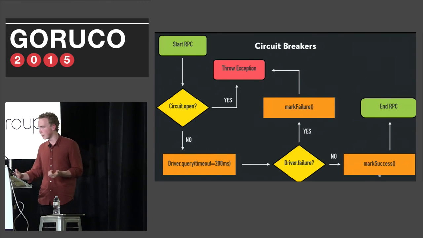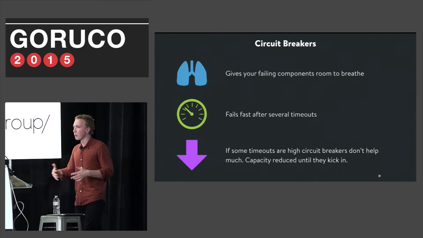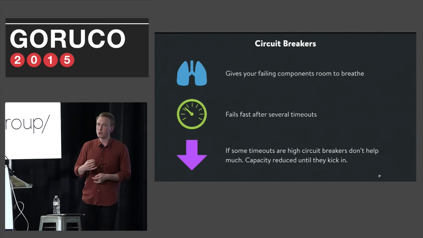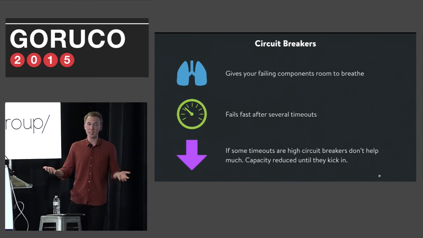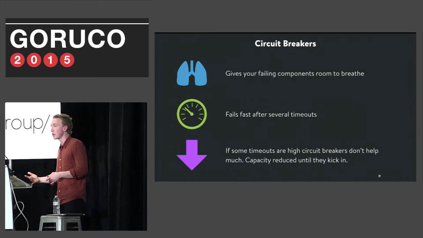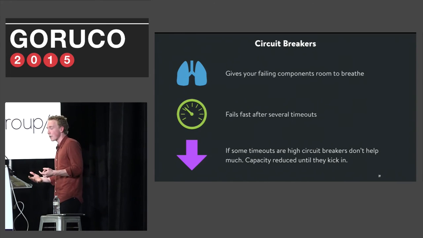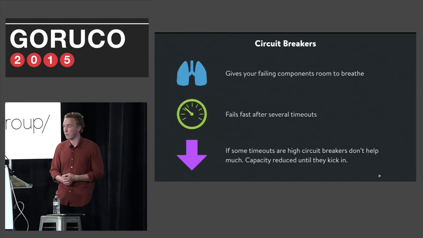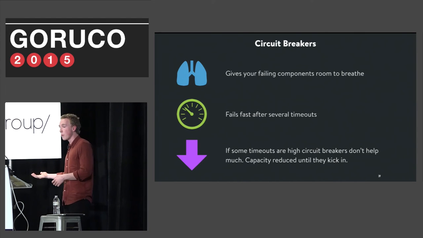So this is a really simple heuristic that helps a lot. When your components are already failing, you give them a little bit of room to recover. If you shipped an unindexed query to production, for example, your databases are extremely overloaded, and maybe your DBAs can't even SSH in or something similar. They can't recover the problem in some other way. So this is great. It fails fast after several timeouts. This heuristic is pretty easy to understand. It's reasonable in most cases.